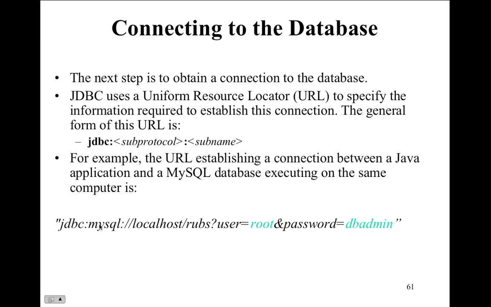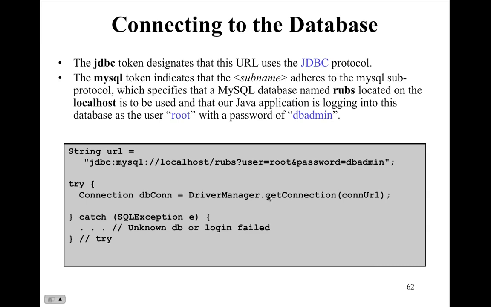So the general form of the URL in this particular case establishes the connection between the Java application and the MySQL database, connecting on the same computer. So, if this would be a domain name, you know, www.my.itu.edu, and we're going to go into this database, rubs, and its username is root, and the password is dbadmin in this particular case. And actually here it is, sort of illustrated.